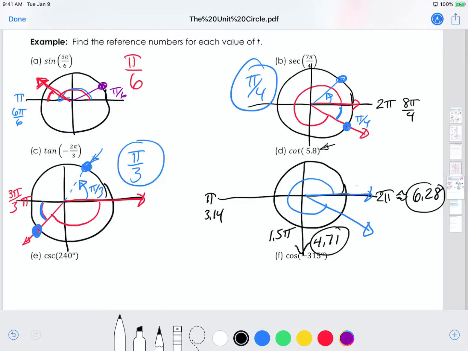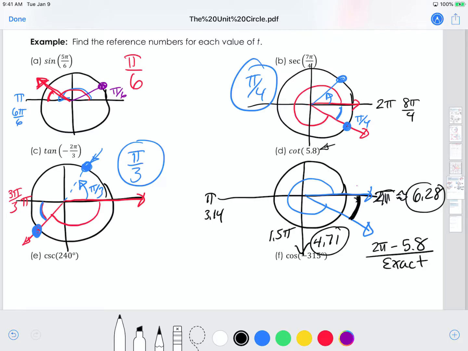So I know 5.8 radians falls in the 4th quadrant, which means in order for me to find my reference angle, that would be whatever 2 pi is, and I would have to subtract 5.8 to see what that difference is for the angle. So I would take 2 pi minus 5.8. That would give me my exact answer.